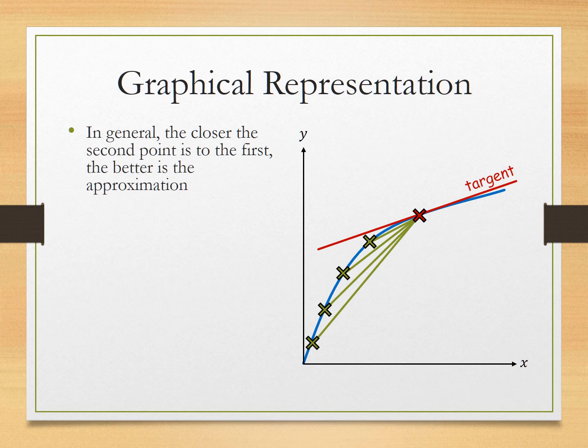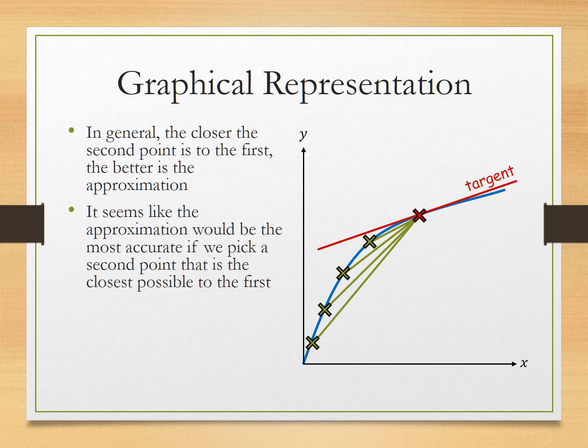You can see that by the 4th point it is pretty good. Not yet there, but pretty close. So what would be the most accurate approximation you can get? Well, you want to pick the second point as close to the first point as possible, because clearly as they get closer, the approximation improves. So you want to pick the second point that is as close as possible.